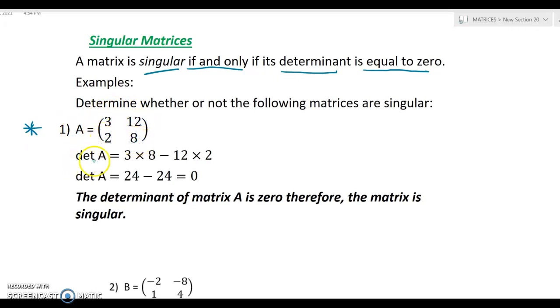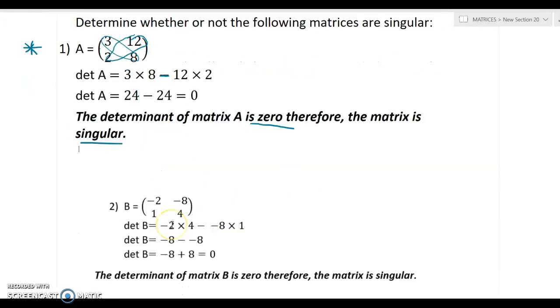So to find the determinant of A, we're going to determine whether it's singular or not, right? So the determinant of A will be 3 by 8, take away the next diagonal, which is 12 by 2. So 3 by 8 is 24, take away 12 by 2 is 24 again. 24 take away 24 is 0. Therefore, this matrix is singular because the determinant is 0.